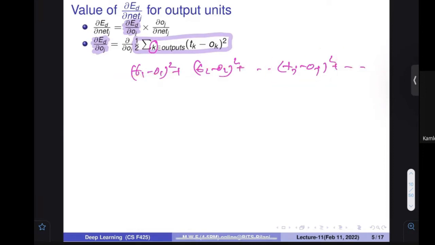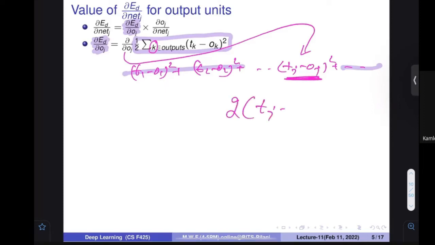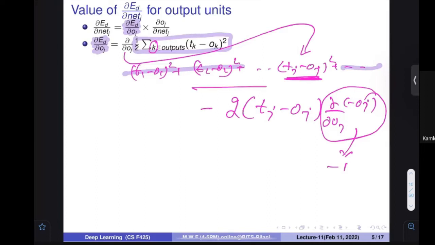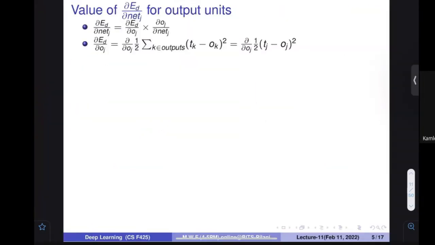And if they become zero, then you can directly apply the derivative inside. So if you find the derivative with respect to oj of this particular quantity, it is going to be 2 multiplied by (tj minus oj) times del upon del oj of minus oj. And this gives you minus 1. So you get this particular quantity. Because there was a one half written over there intentionally, this cancels the 2, and ultimately what you get is minus of (tj minus oj). Any problem in this? Yes or no? No, sir. Does it make sense?